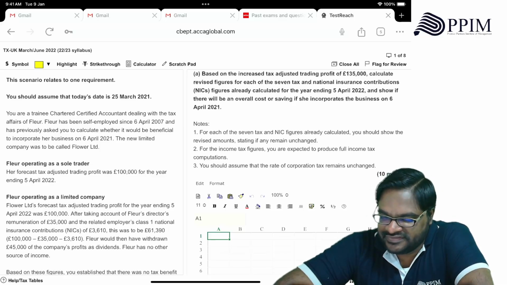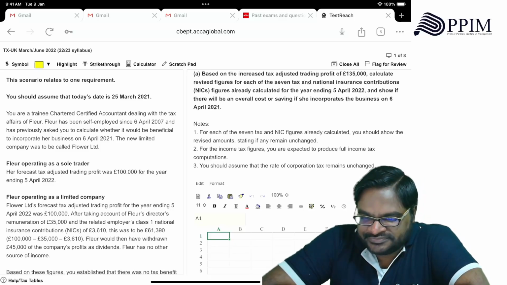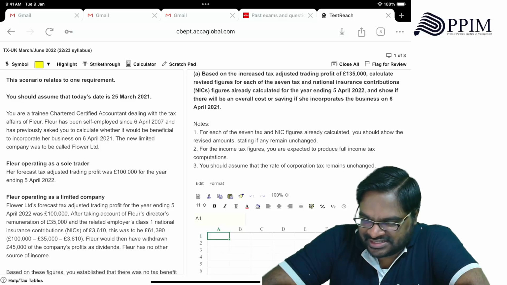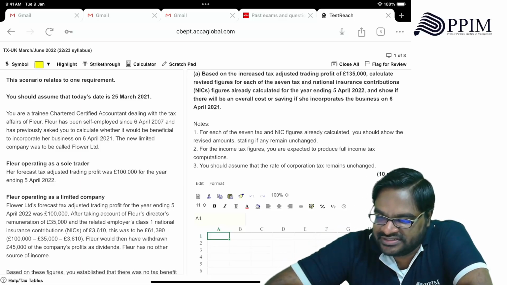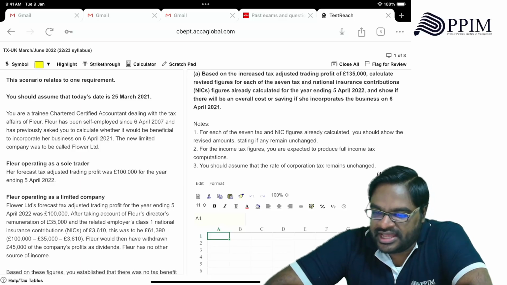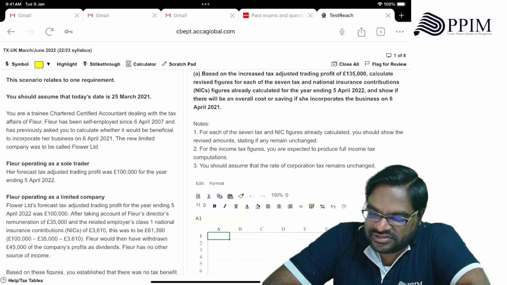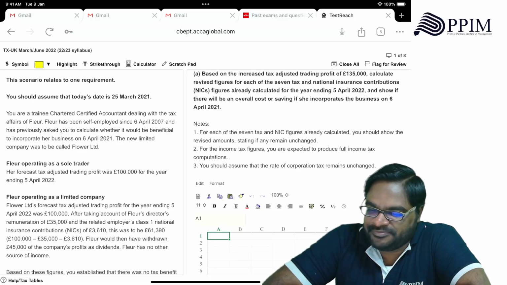So part A of that, straight away one question for 10 marks. Part A says, based on the increased tax adjusted trading profit of £135,000, calculate revised figures for each of the 7 tax and national insurance contribution figures already calculated for the year ended 5th April 2022 and show if there will be an overall cost or saving if she incorporates the business on 6th April 2021.